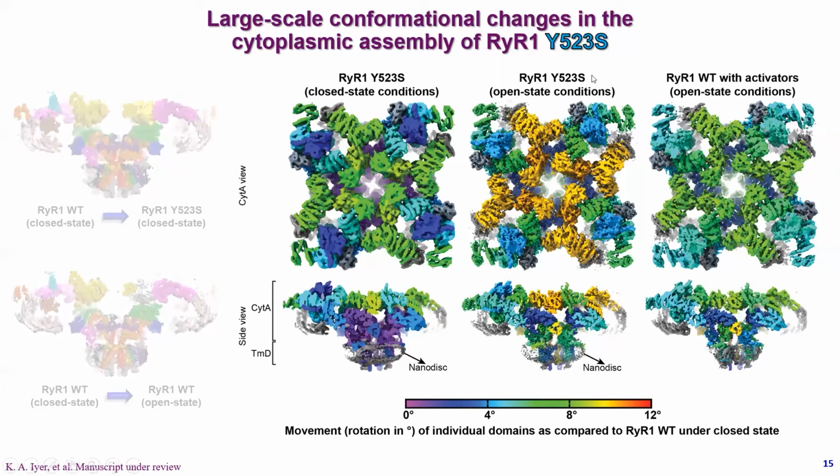For the mutant channel under open state conditions, some of the domains of the cytoplasmic assembly have in fact moved more than they would as compared to wild type channel opening. Highlighted in red boxes here is the N-terminal domain C, the domain which contains the mutation of interest.